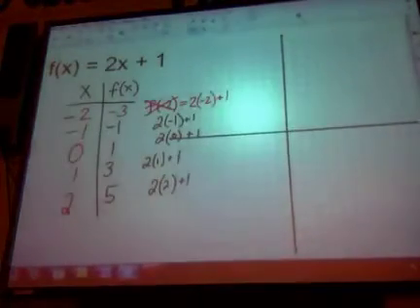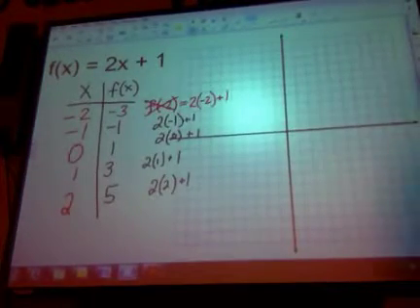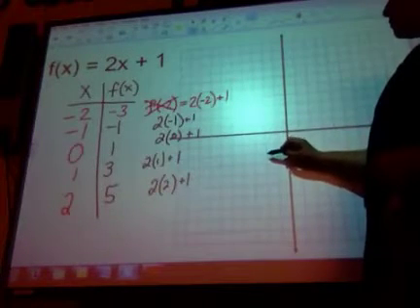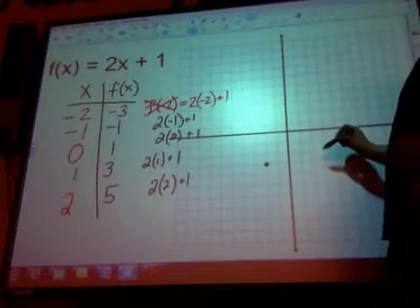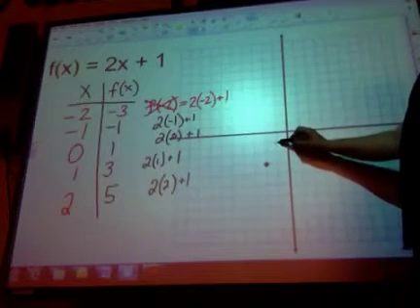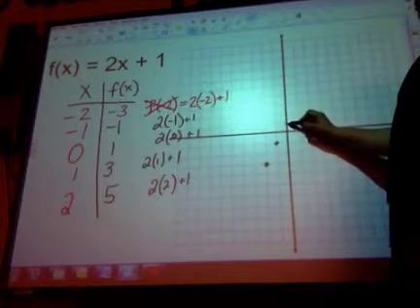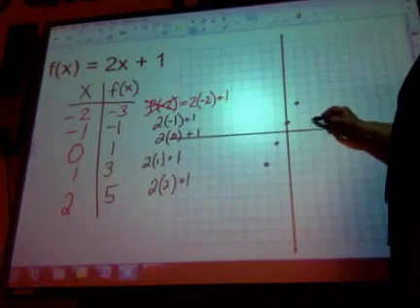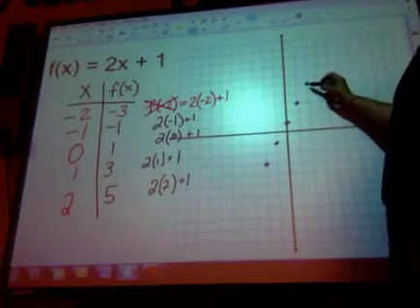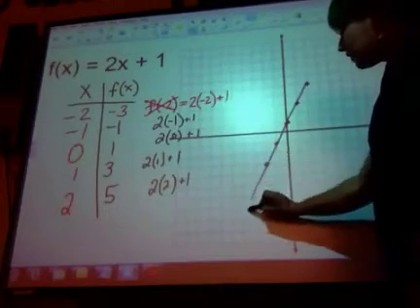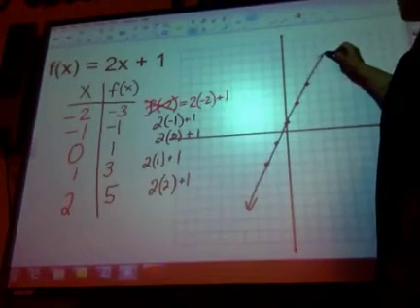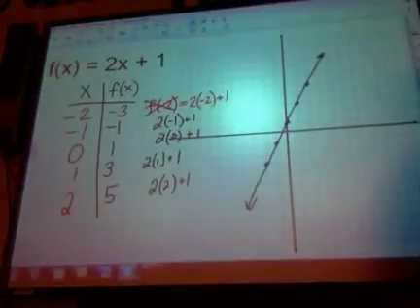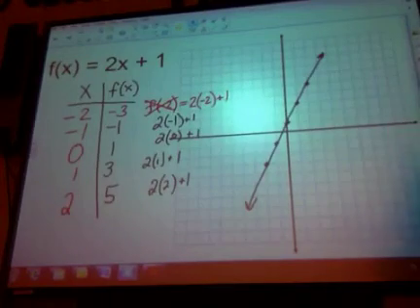Now I have the table that I can plot the points for. So I go -2, -3, so 2 to the left because the 2 is negative, down 3 because the 3 is negative. -1, -1 means I go 1 to the left and down 1. Over 0, up 1. Over 1, up 3. Over 2, up 5. And I connect all my dots and make this with a line. And then I have finished. So that's how we go from an equation to a table to a graph.